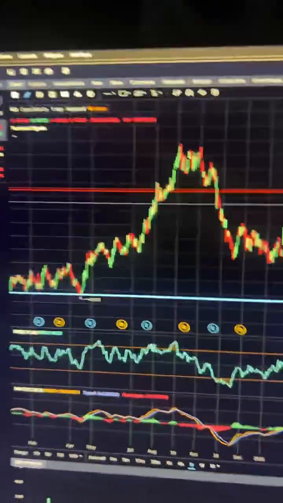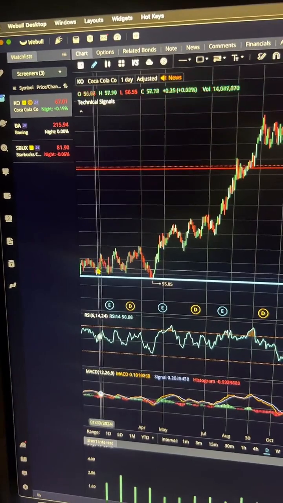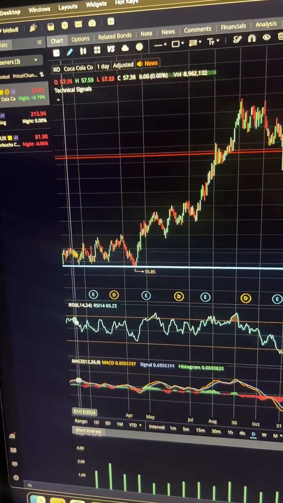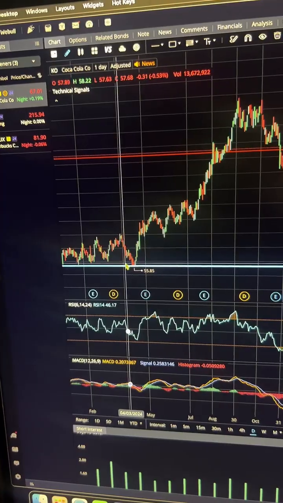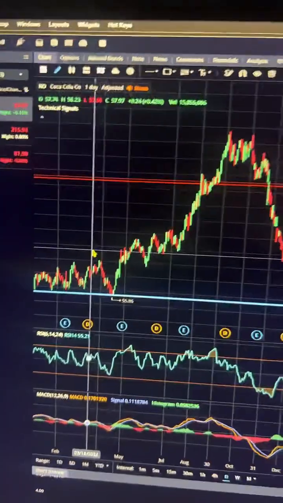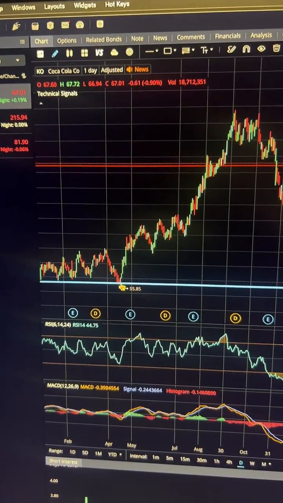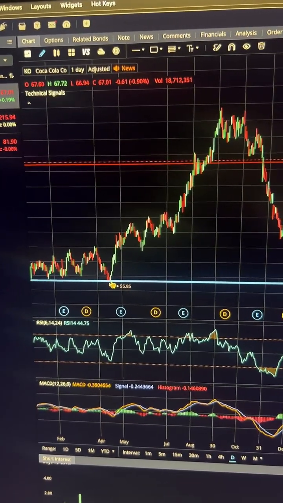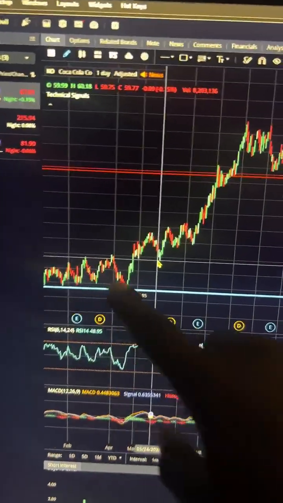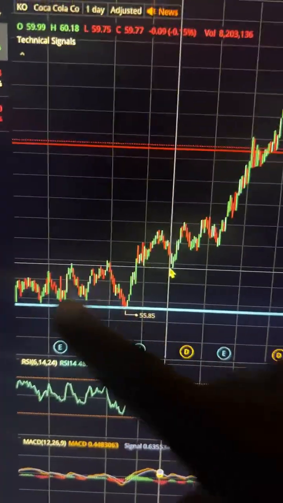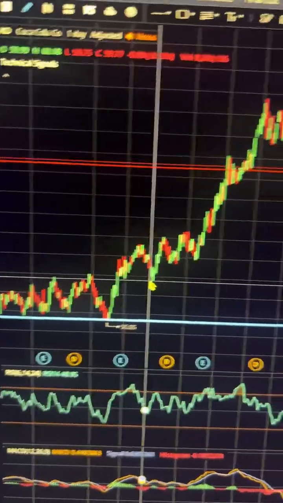So look, boom. The price bounced off this level like one, two, three, four, five times. This is a daily time frame. It bounced off of it five times before it finally broke below that $55 level. But this right here is proof. If y'all see something like this, that's a strong level of support.